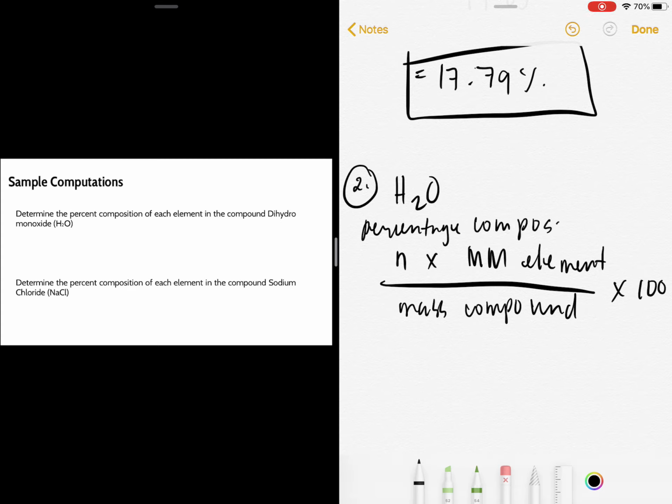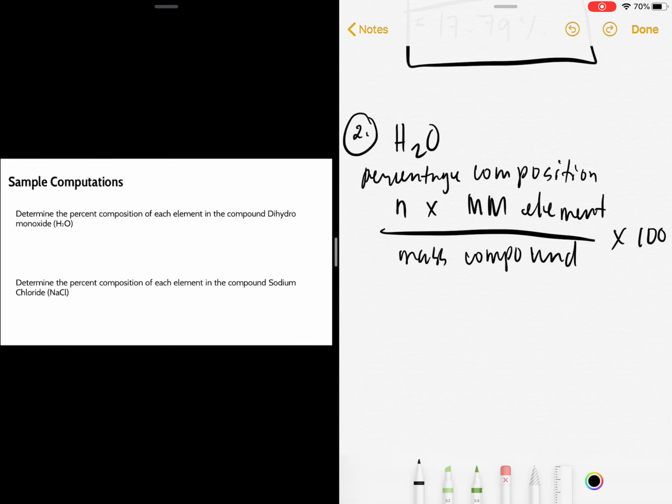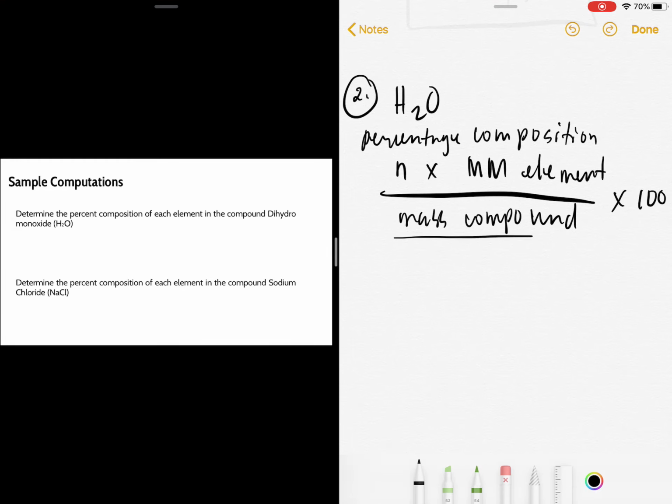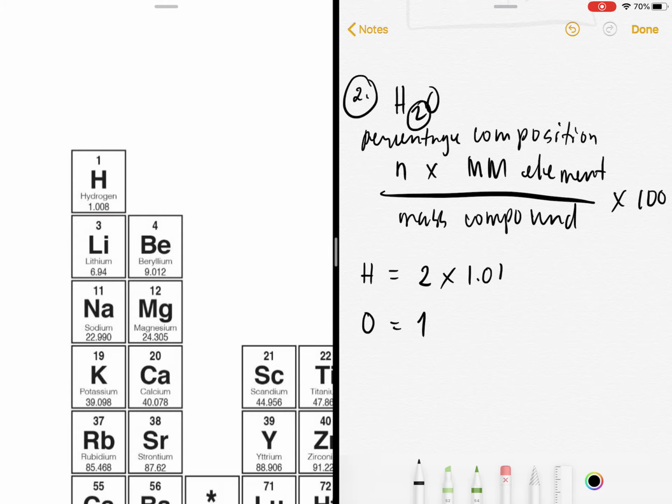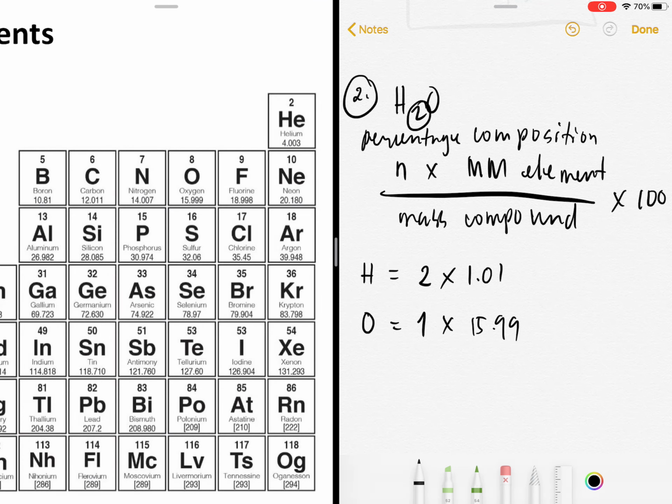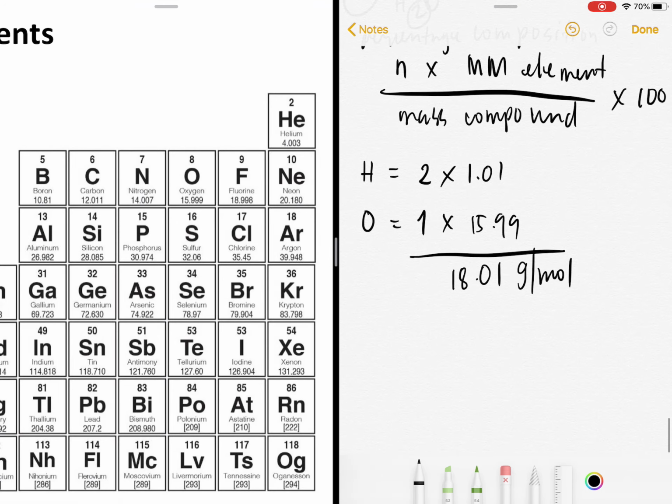So, how many elements does the water molecule have? Dalawa, hydrogen and oxygen. So, we have to get the percentage composition of hydrogen and oxygen. So, let's get first the mass of the compound. The mass of the compound is the entire compound, ha? So, step 1, enumerate the elements, hydrogen and oxygen. Step 2, count the number of atoms. Ilan si hydrogen? Dalawa. Si oxygen, ilan? Isa. Times the atomic weight. The atomic weight, again, the periodic table. Let's bring out the periodic table. Hydrogen is 1.01. Oxygen is 15.99. So, if you get the total of this, the total is 18.01 gram per mole.